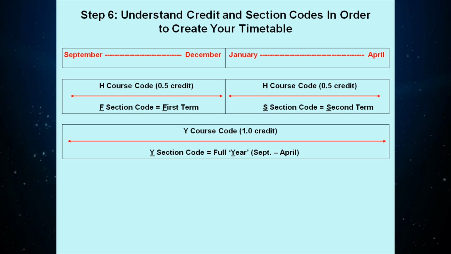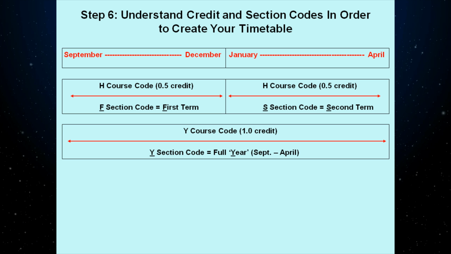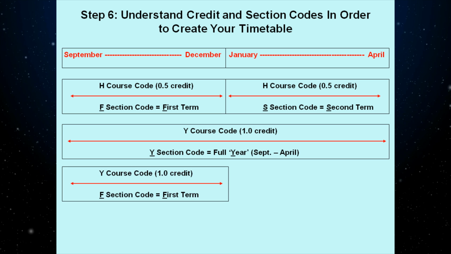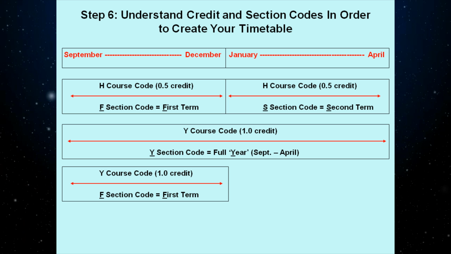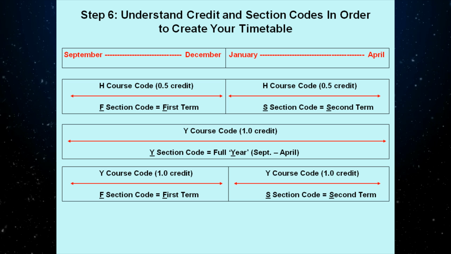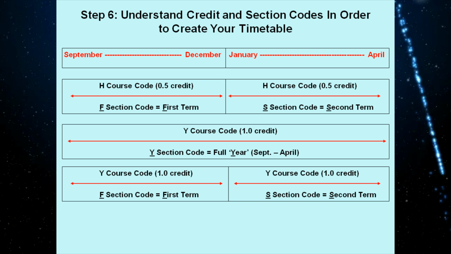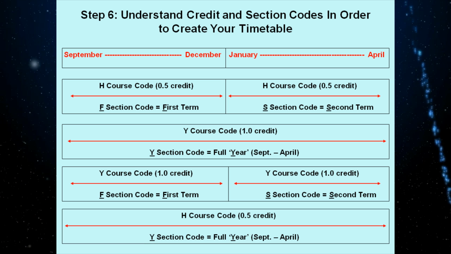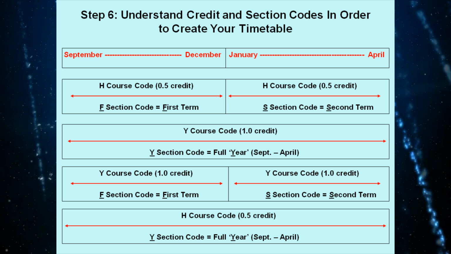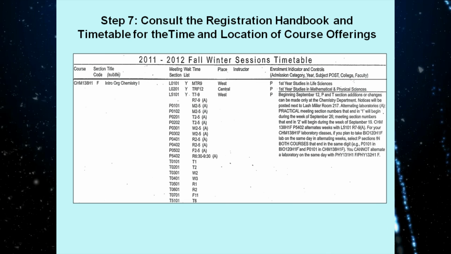Y courses are run throughout the whole academic session, September till April. Full credit courses may also be offered in a single term. These are very rare though. A full credit course can be offered in either the first term with the section code F, or in the second term with the section code S. Half credit courses may also be offered in the entire session, which means that they'll be given a course indicator of Y. Okay, now on to step 7.